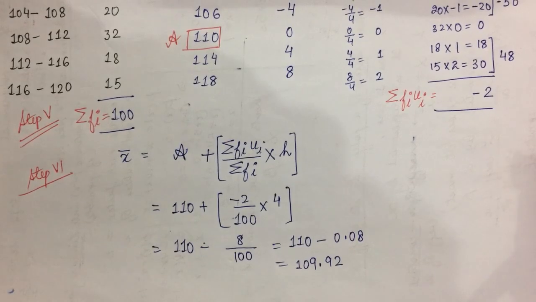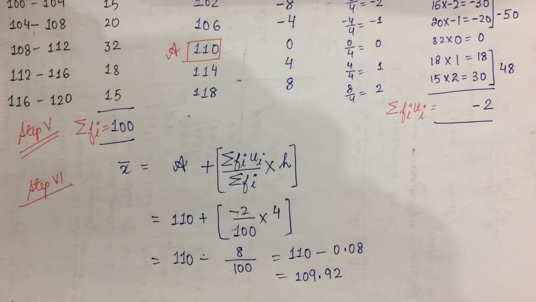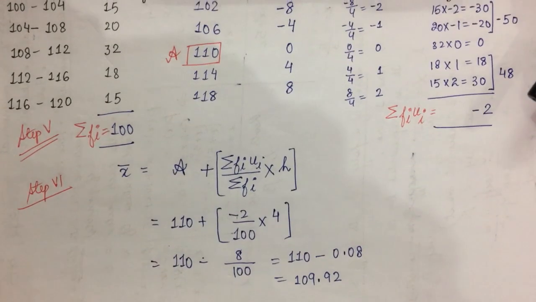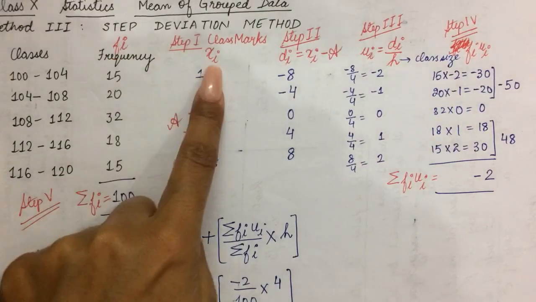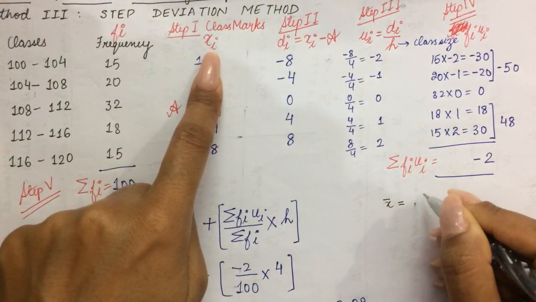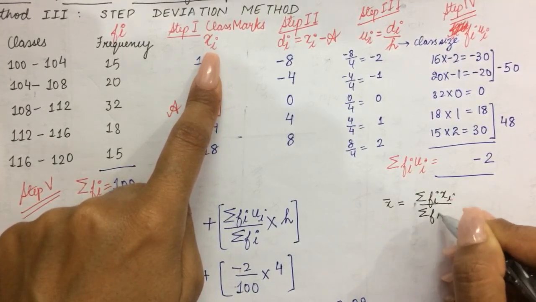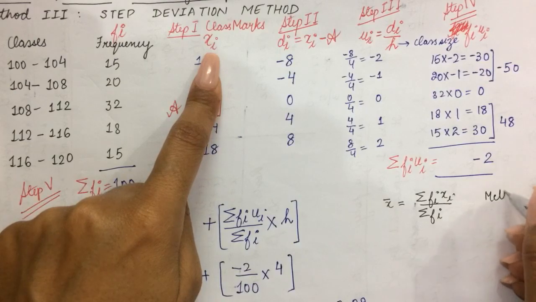Now if you want to just revise quickly, if we were using direct method, we would have used frequency with xi, and in that case the mean would be summation Fi xi upon summation Fi. This is the first method.